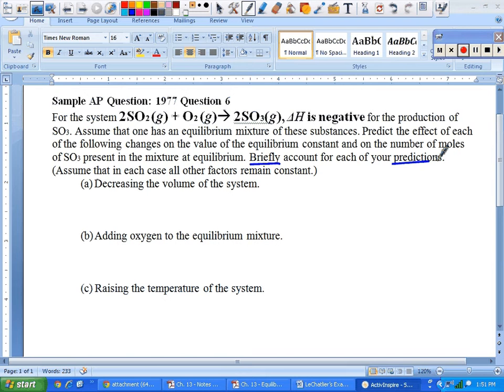So first of all, they're decreasing the volume. Let me think. Decreasing volume does what to my pressure? All right, that increases my pressure. Well, in that case, if I increase pressure, I shift to the what? Good, the fewest moles. Now, what I need to do is look for the fewest moles of a gas.